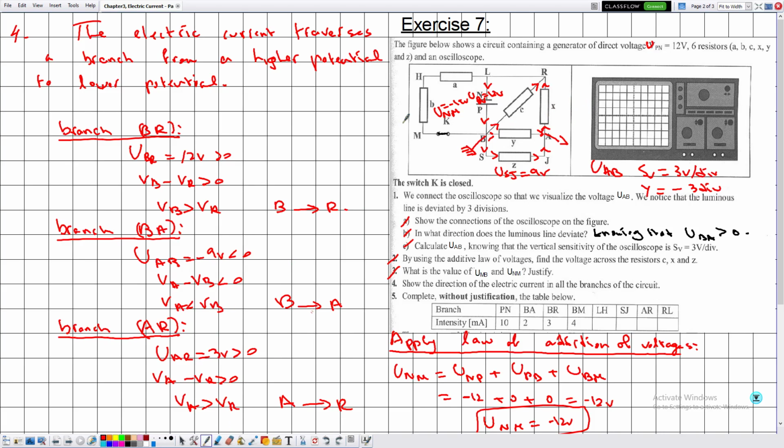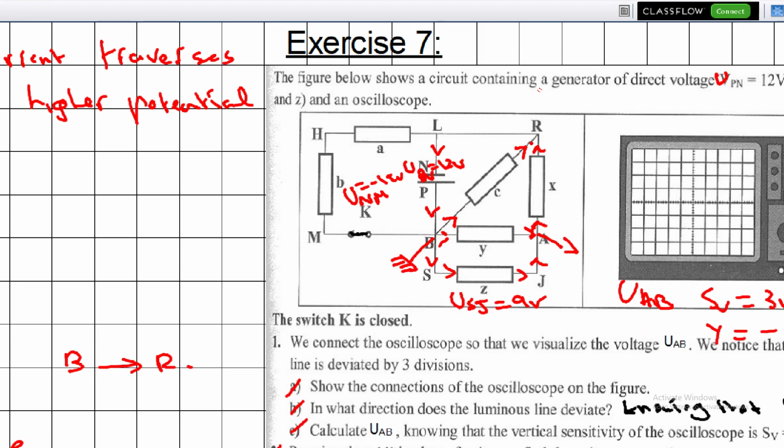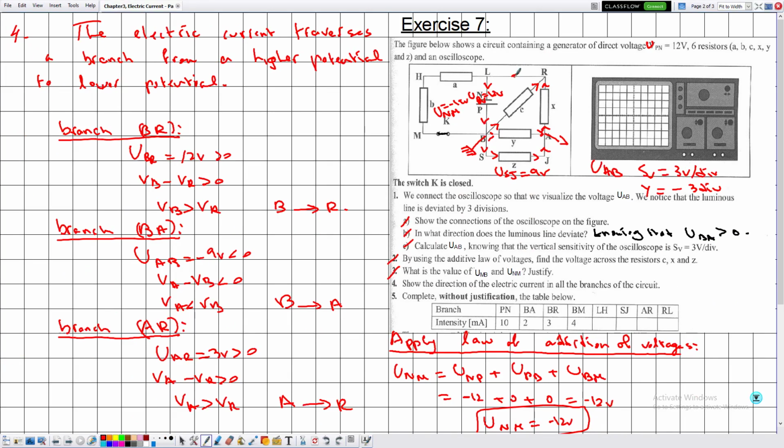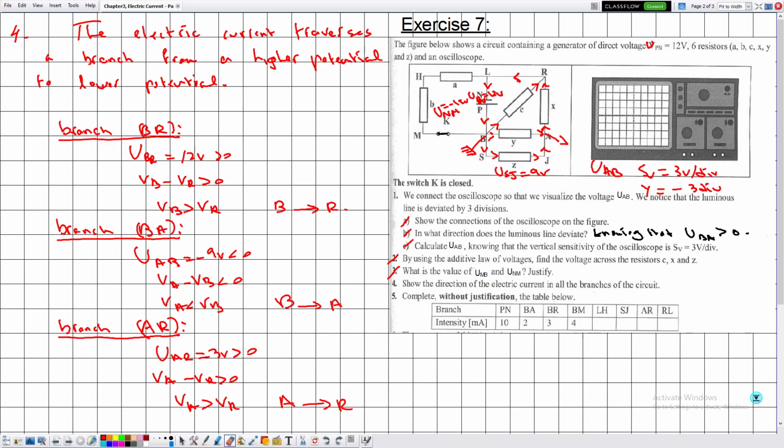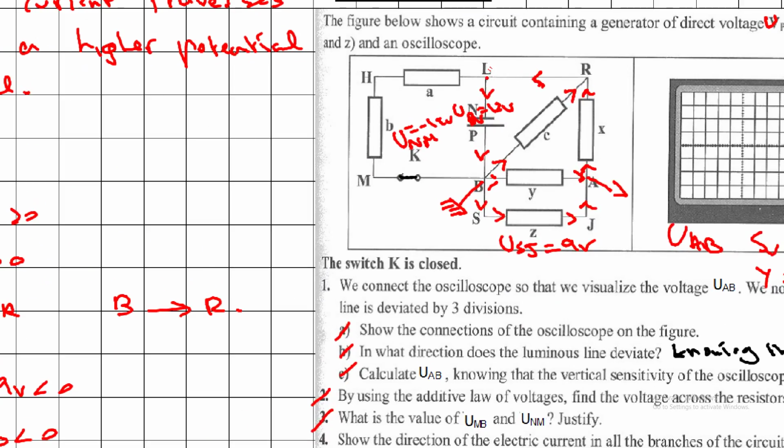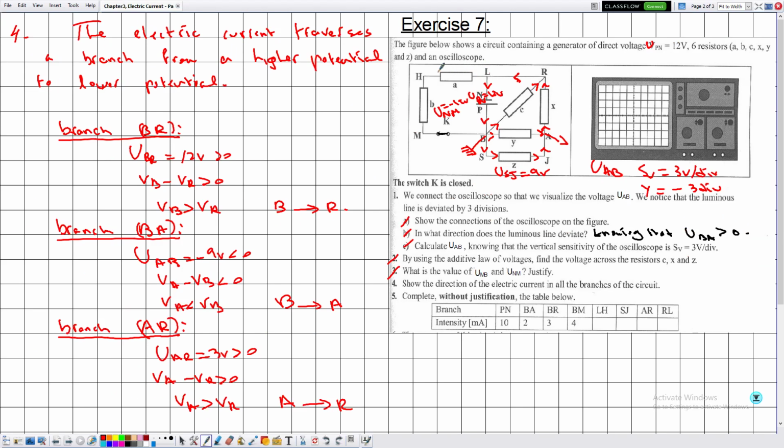So now look at this. If all currents are entering this point and leaving here, so it's reasonable, then the electric current will be like this, okay? So it's like this. Now what's left is the single branch, which is from N to M. So they are all in series, then they will have the same direction. So let me say branch NM or MN.